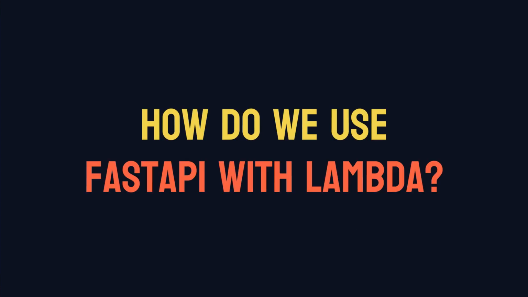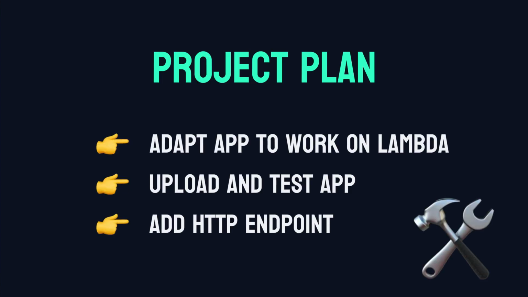So how do we use it with FastAPI? Well, in this video, we're going to take a FastAPI application, we're going to modify it to work with AWS Lambda, we're going to upload it, test it, and then turn it into a live HTTP endpoint. And unlike in our EC2 tutorial, this API is going to be more or less production ready right out of the box. Let's get started.